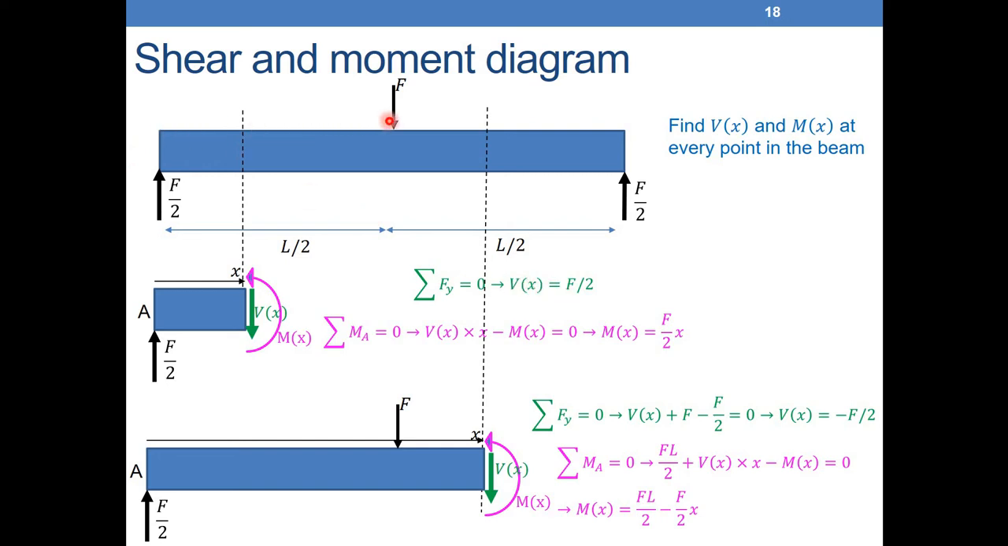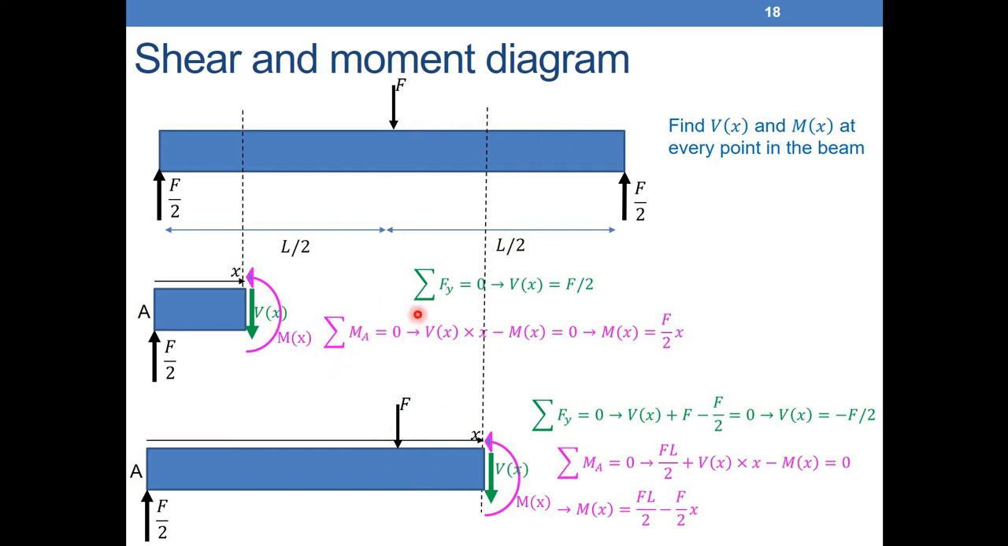It will be always equal to F over 2, while between L over 2 and L it will be equal to minus F over 2. For the moment here it will be F over 2 times x, which means that the moment will vary with x. Here it will be 0, here it will be F over 2 times L over 2, because here x is equal to L over 2. So for the M of x here, it will be FL over 2 minus F over 2 x, but here x is between L over 2 and L, because now we are isolating this portion here.